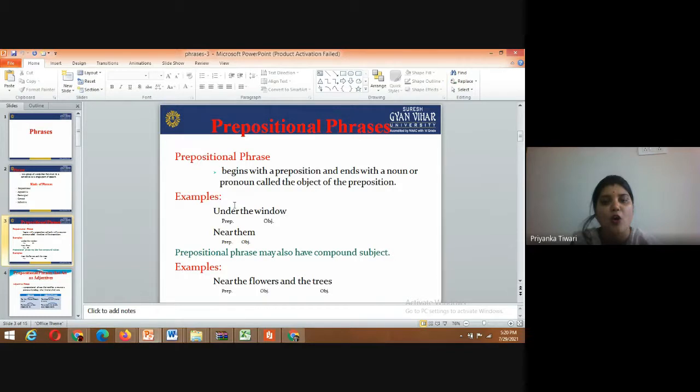Examples: under the window, near them. A prepositional phrase may also have a compound object: near the flowers and the trees. We have to understand that prepositional phrases begin with a preposition and end with a noun or pronoun called the object of the preposition. Examples are here.